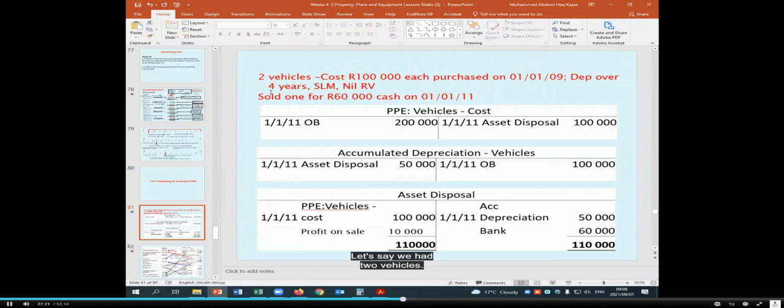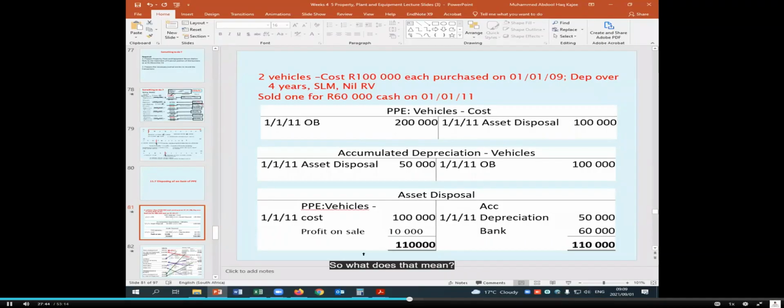Let's say we had 2 vehicles, each with a cost of 100,000. Right, so 2 exact same vehicles, 100,000. We purchased them on the 1st of Jan 2009. The depreciation is over 4 years, straight line method, nil residual value.